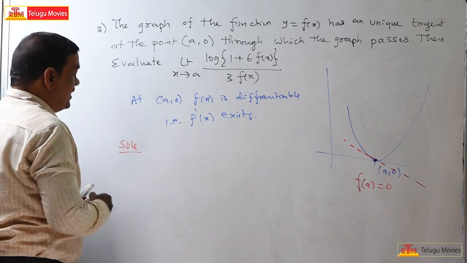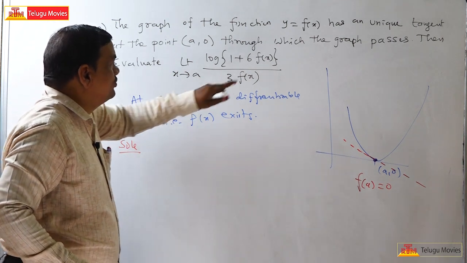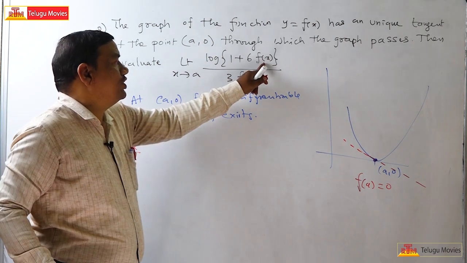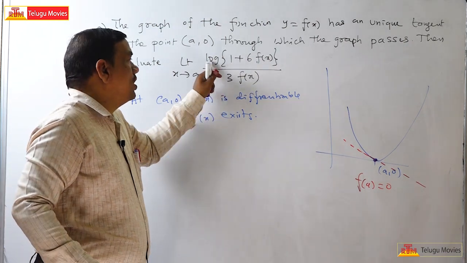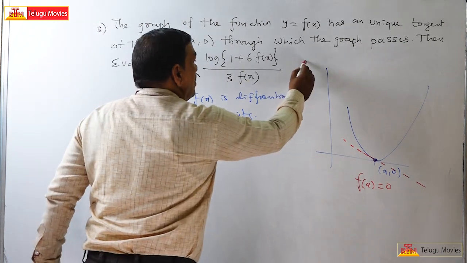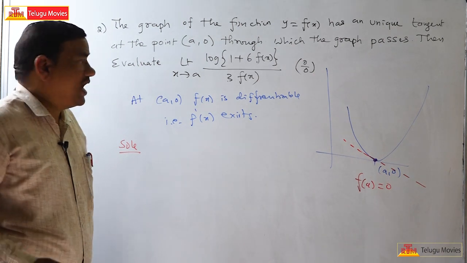So what is the problem? Limit x tends to a. So wherever x is a, substitute here f of a. So f of a value is equal to how much? 0. 6 into 0, 0. Log 1 is 0. So denominator is also 0. So we got 0 by 0. So we will apply the L'Hopital rule.